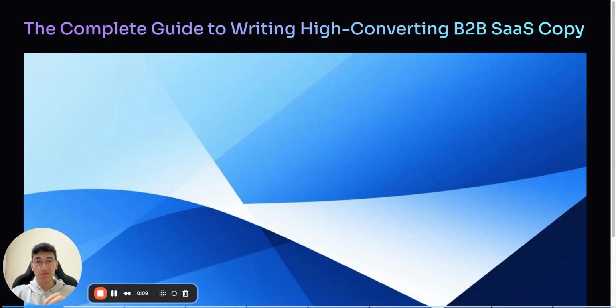Most B2B SaaS founders spend thousands on ads that generate leads who never convert. And it's not because the product is bad. It's not even because the targeting is off. It's because the ad script is speaking to the wrong level of awareness.